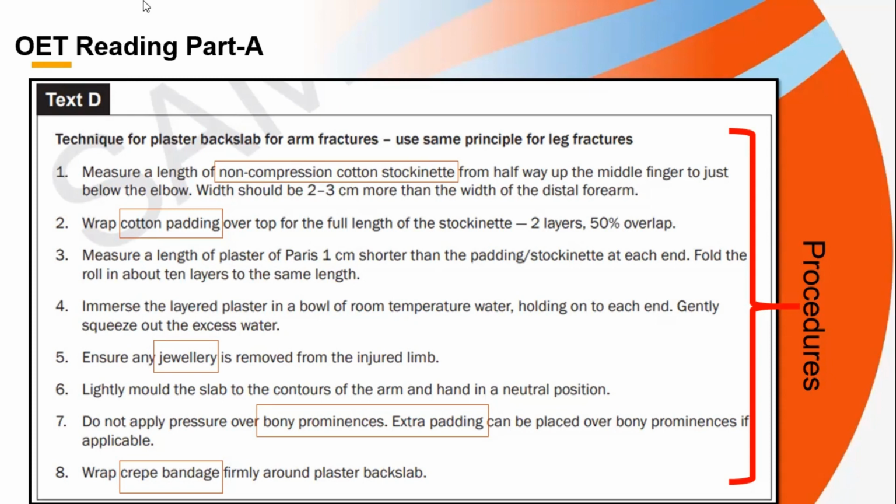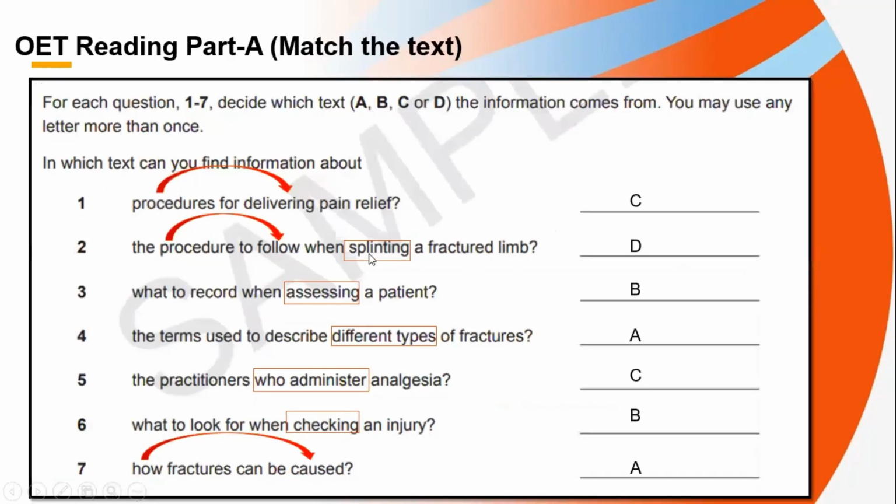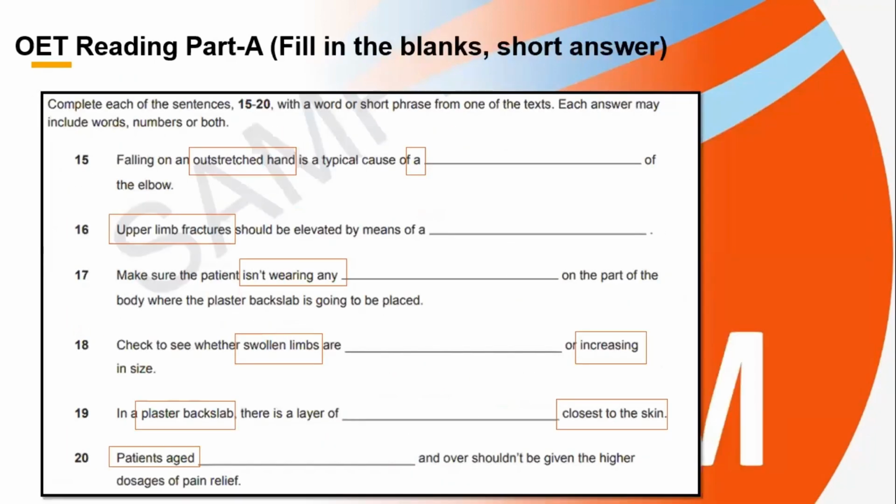Any candidate, if you have found the answer to this question, it's in text D. Yes, the answer should be cotton stockinette. The answer should be cotton stockinette, right? So we can write that down as the answer. And patient 8 dash and over. What would be the answer for that?